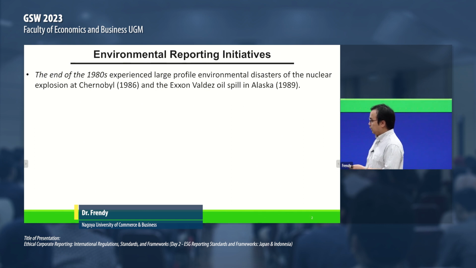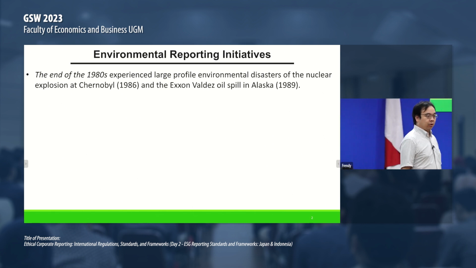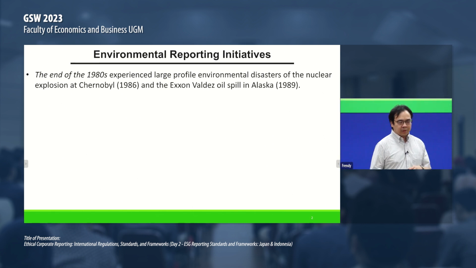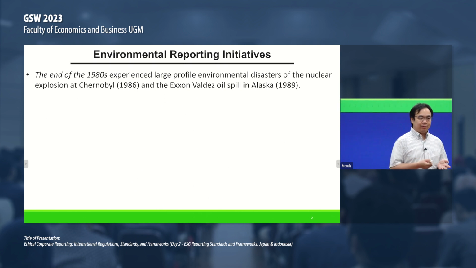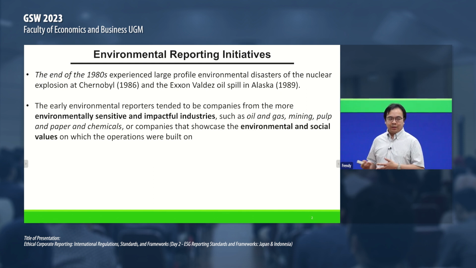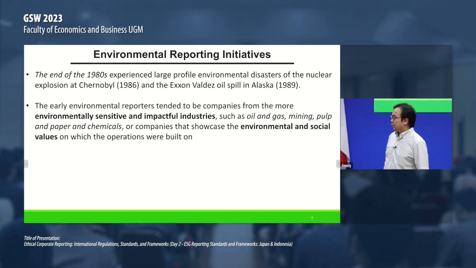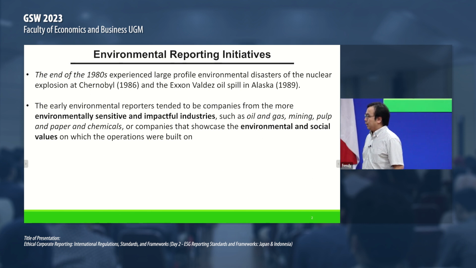So let's cover a bit of review of what we learned yesterday. In the 80s, the world saw a lot of environmental disasters related to corporate misconduct. Okay, for example, the oil spill and the explosion at Chernobyl. Therefore, in these early days, ESG reporting was concentrated on environmentally sensitive industries. Okay? For example, oil and gas, mining, pulp and paper, and chemical.